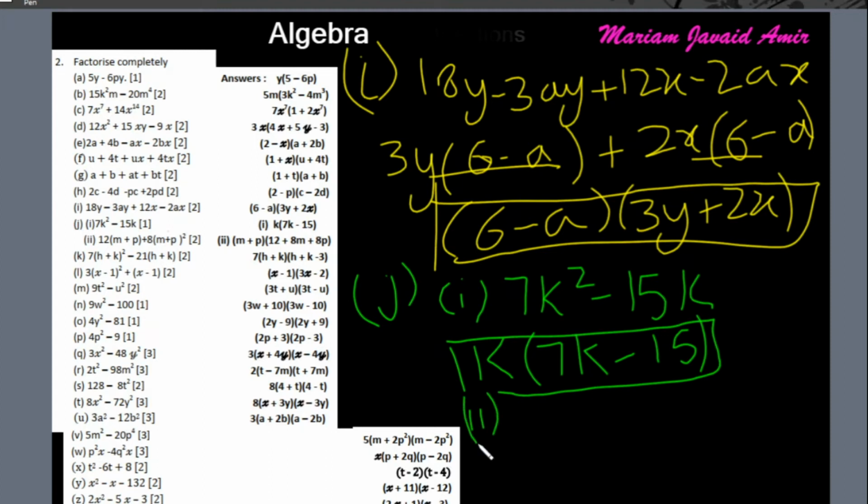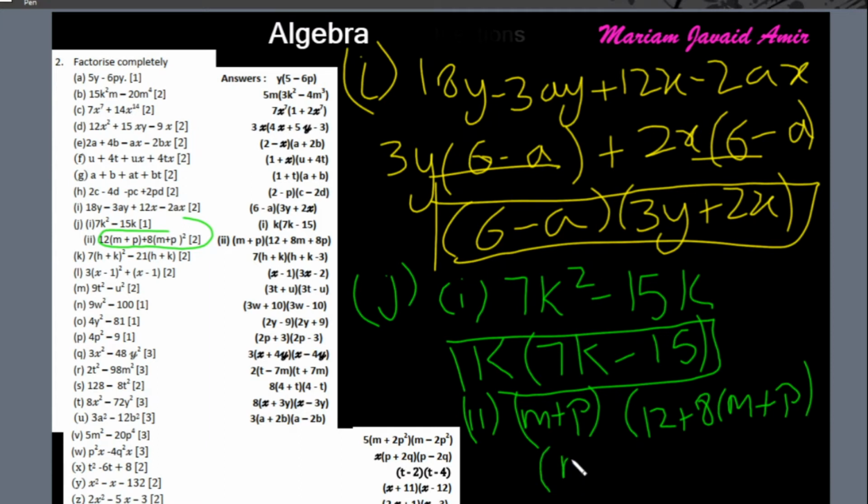J2, factorize this. Remember, the question says factorize. Don't end up expanding it by removing the brackets. So similarly, just like in part 1, k was common. Now notice in part 2, m plus 3 is common in both the expressions. So I take that outside of the brackets, and inside I am left with 12 plus 8 times m plus b. So don't open the brackets, just simplify the brackets. I get m plus b plus 12 plus 8m plus 8b.